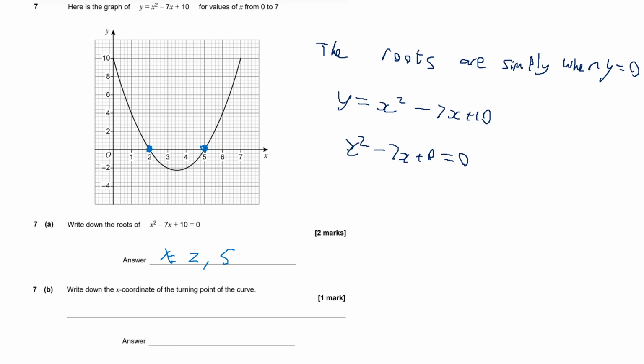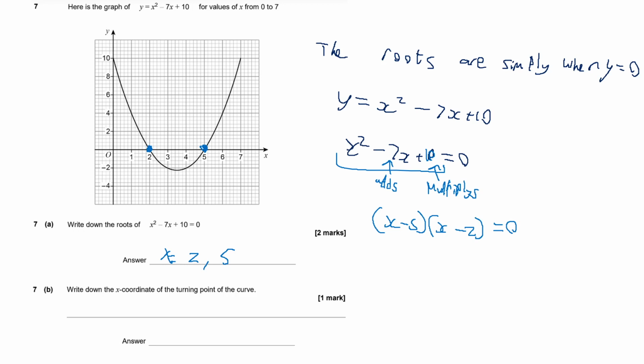But if, let's say, we didn't know and we didn't have this grid, we would have to solve this. So what number adds to make -7 but multiplies to make +10? Exactly. -5 and -2. So therefore x is equal to 5 and 2.